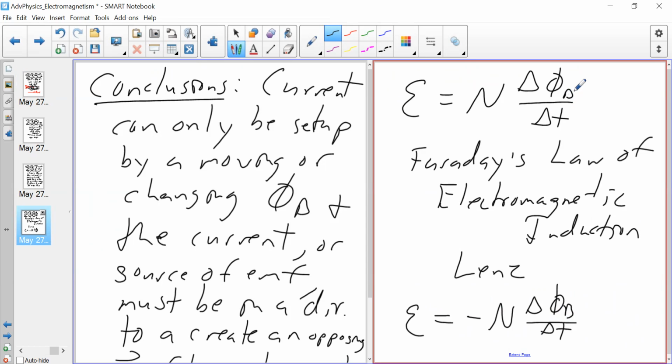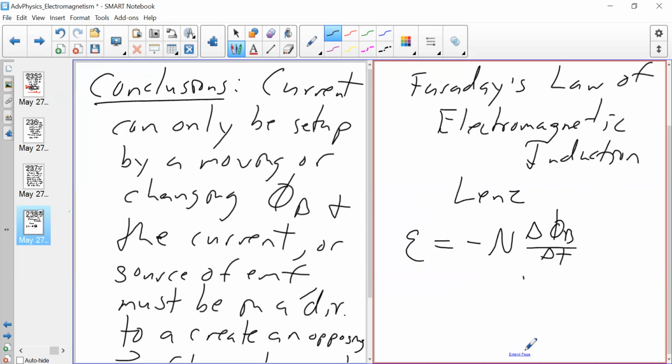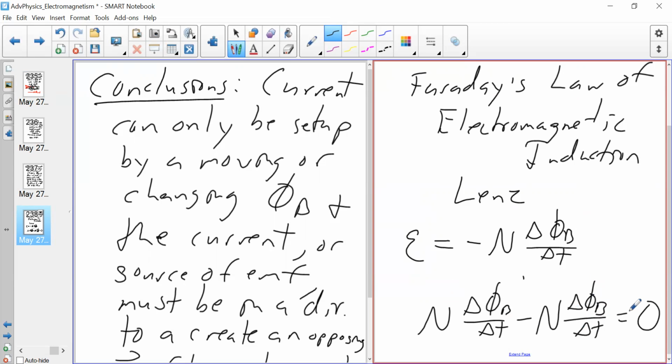So when you put these two together, this is the incoming flux, if you will. And this is the created flux. So we have a situation where N phi B over delta T is basically the changing original flux by the magnet in opposition to the new flux. So that is going to equal 0. We basically have another conservation of energy relationship. Because remember, this is electric potential energy, potential difference.